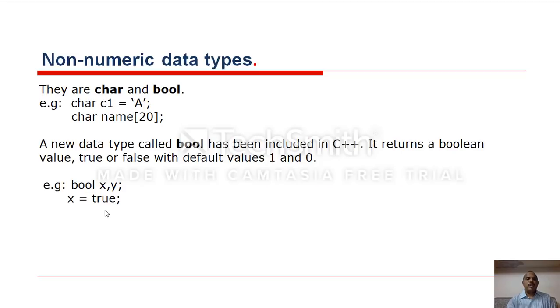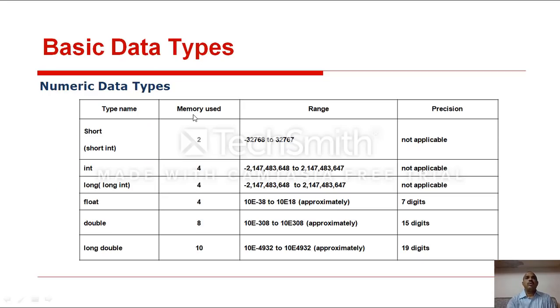Two non-numeric data types: char and bool. Out of the 6 numeric data types, 3 are the integer types. What are the integer types? Short, int, long int. These 3 are the integer types, and the remaining three are the floating types.